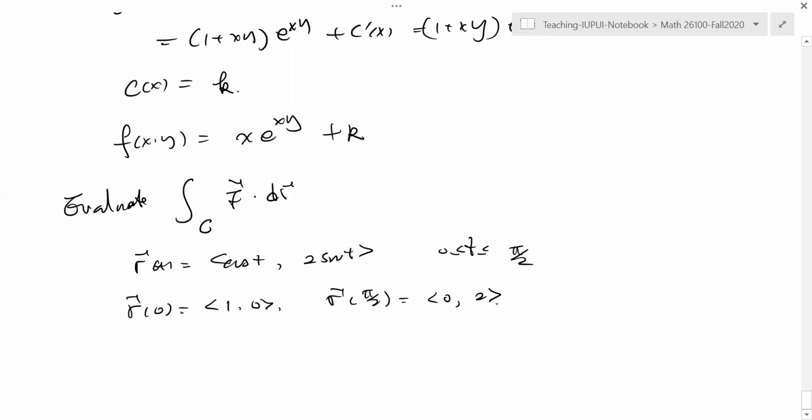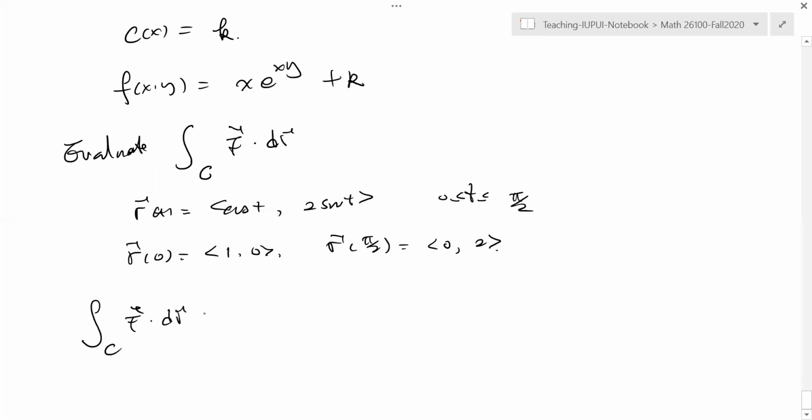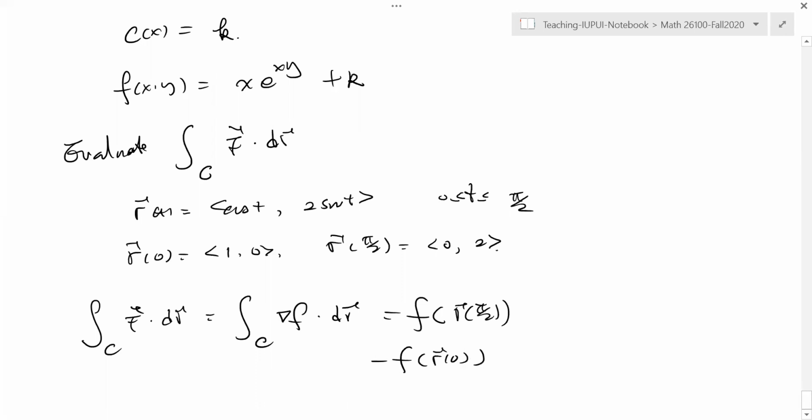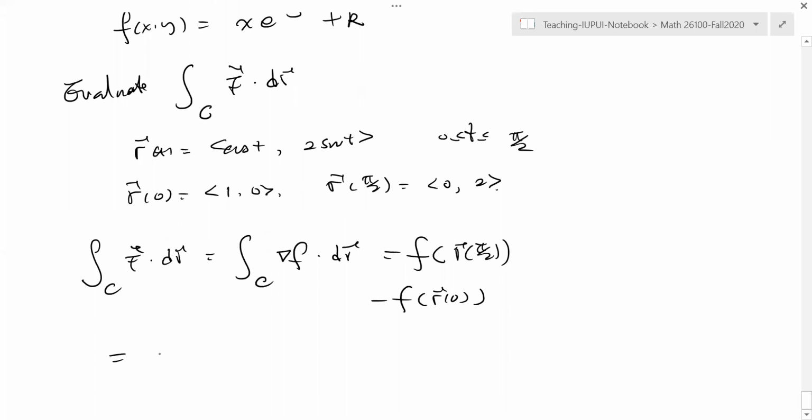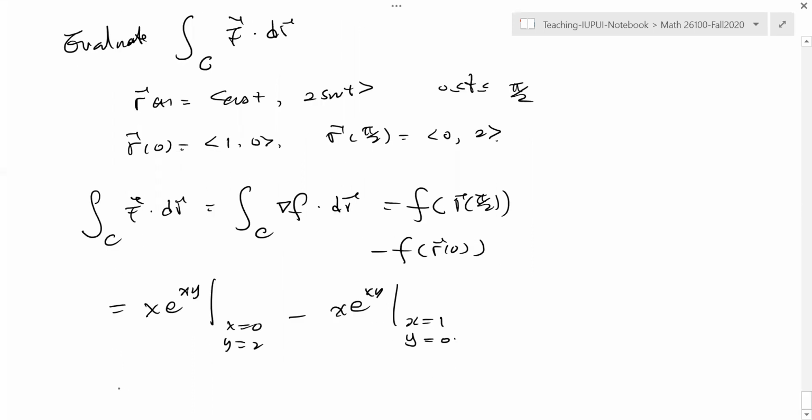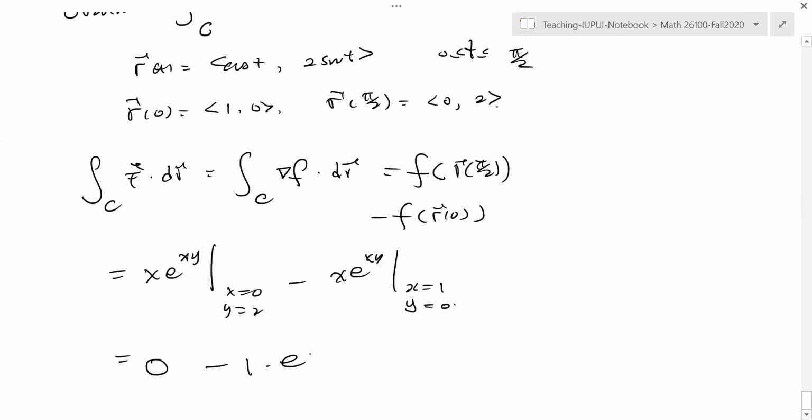You don't need to use the traditional way to evaluate this line integral. You can use the gradient to evaluate the integral. It's just the value of the function at the end point minus the value at the starting point. Our function is x times e to the xy. At the end point, x is 0 and y equals 2, minus the starting point, x equals 1 and y equals 0. The first is 0. The second is 1 times e to the 0, that's 1, so the result is -1.